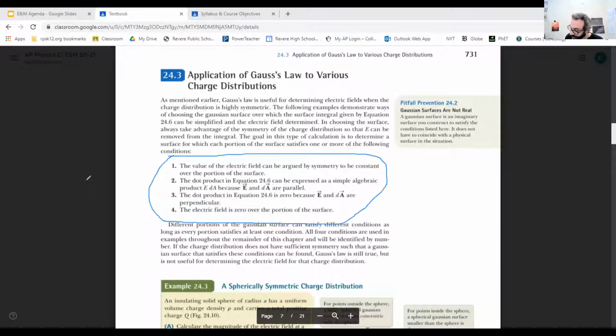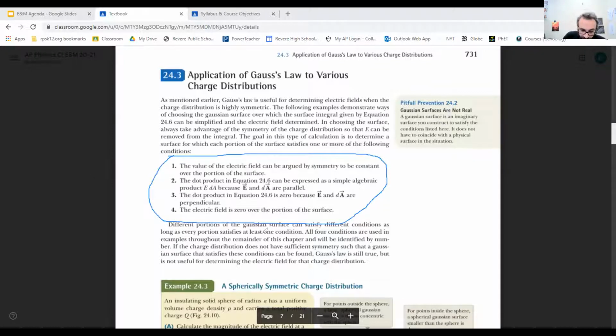And then, of course, number 4 there says if the electric field is 0 over a portion of the surface, well, if the electric field is 0, the integral of the electric field times the area is going to be 0 as well. So if we have a situation that's symmetric enough to meet one of these conditions, then we can use Gauss's law to find the electric field.